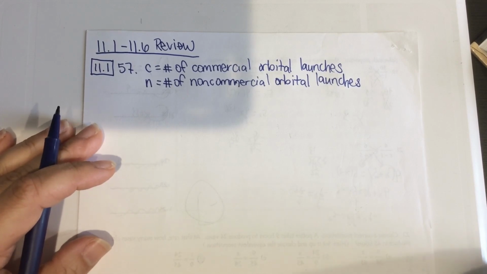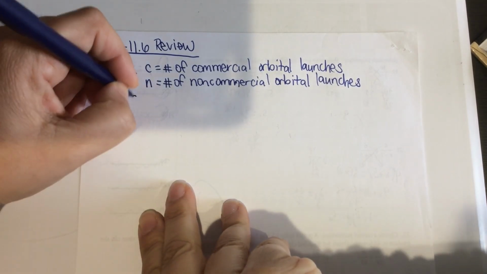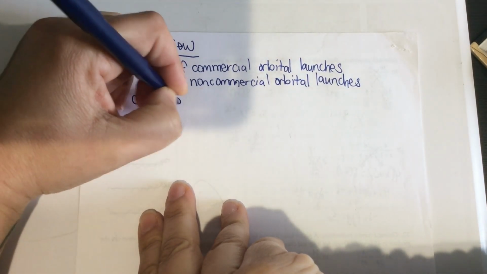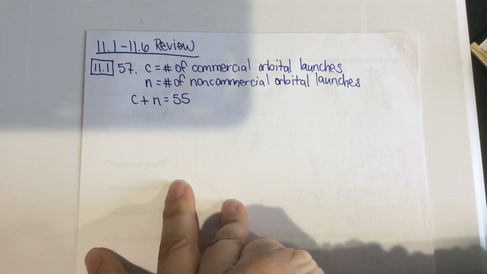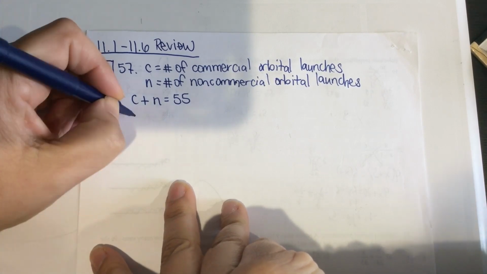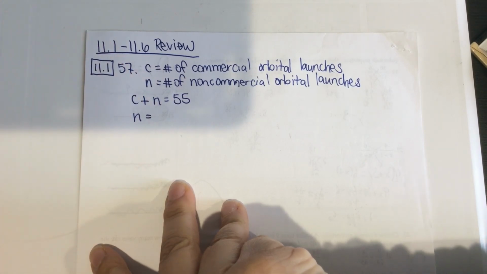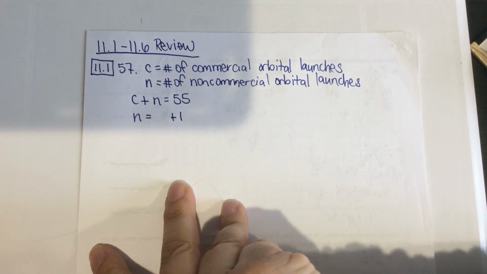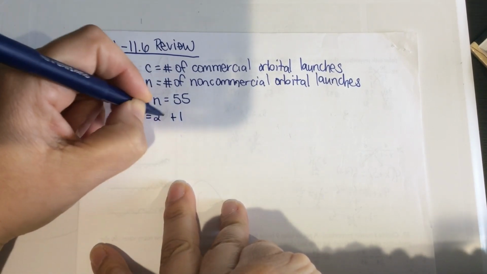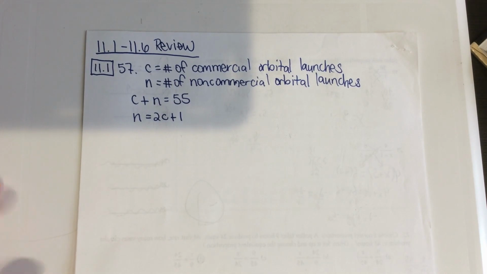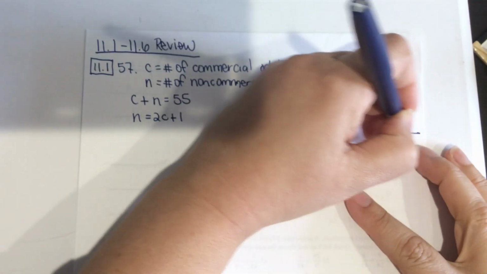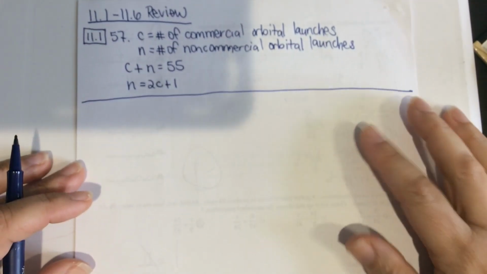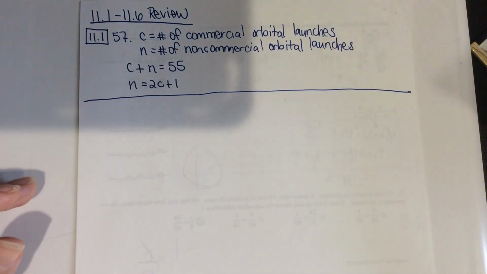Now it says there was a total of 55 between the two different types. We all know what that means. And it says that the number of non-commercial orbital launches was, and we know was is a tense of is, so that means equals, one more than twice the number of commercial launches. Okay, so we're just going to substitute that in and solve and find the number of each of the different types of launches. All right, baby steps. This one's going to be the long one.